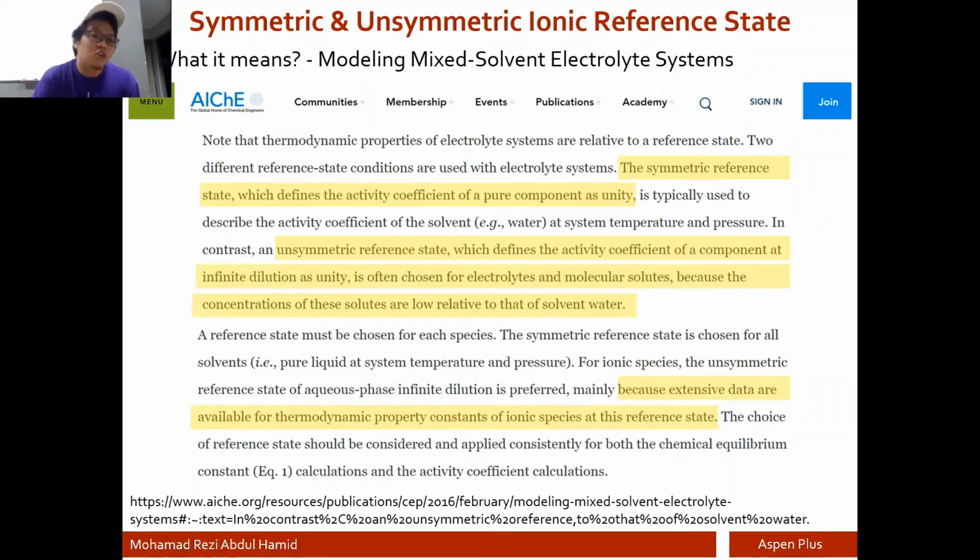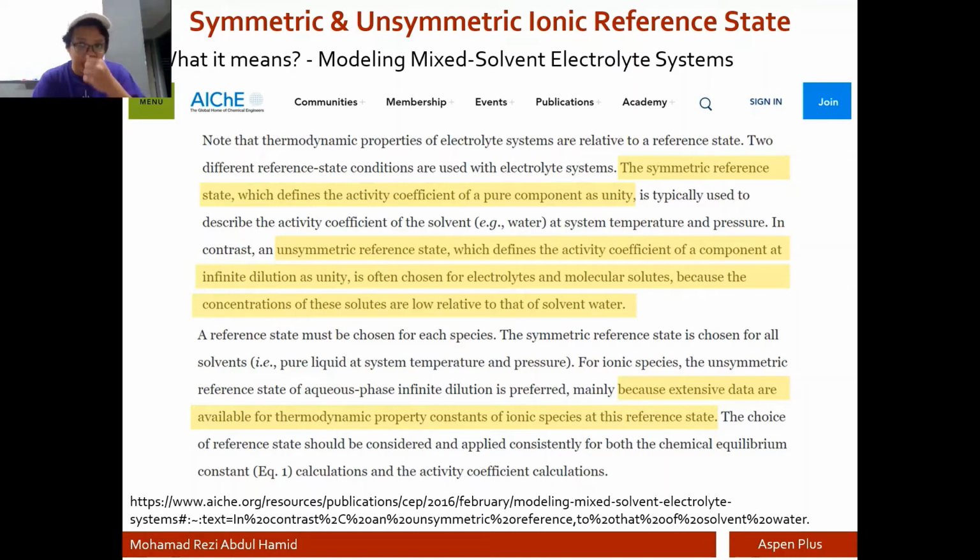So if you noticed, when I did my simulation, I did mention symmetric and unsymmetric ionic reference state, and I will explain what it means. I myself am not really an expert in thermodynamics, especially those involving electrolytes, electrolyte thermodynamics. But I decided to just Google about it and try to find out what it is all about. And I went to the AIChE website, and I found these articles.